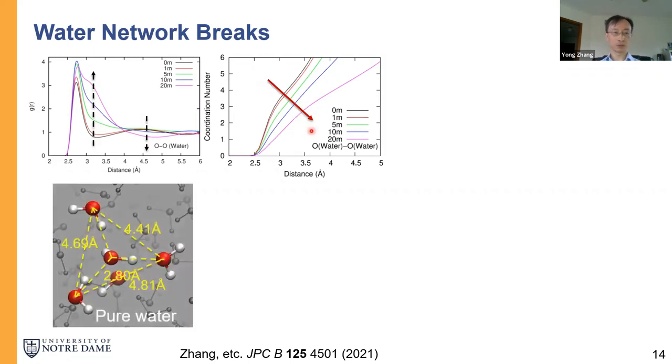So when we look into the structure in the liquid phase, in pure water, we know water forms this kind of tetrahedral structure. Each water is coordinated by four waters. The distance from the center water to a coordinated water is about 2.8 Å, which is this first peak. And the distance between these two waters is around 4.5 to 5 Å. So that's the second peak.